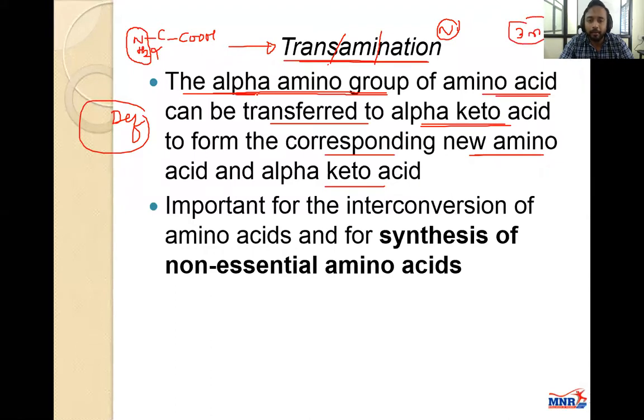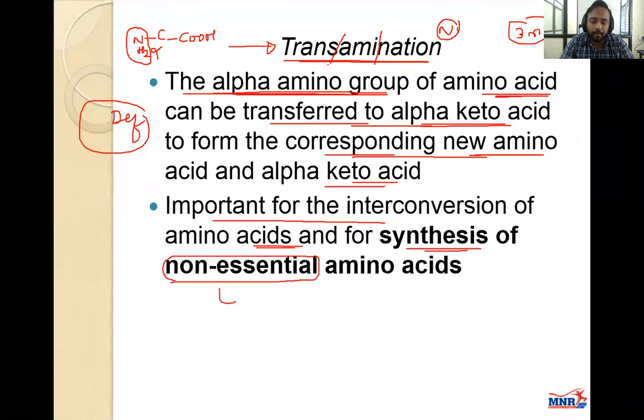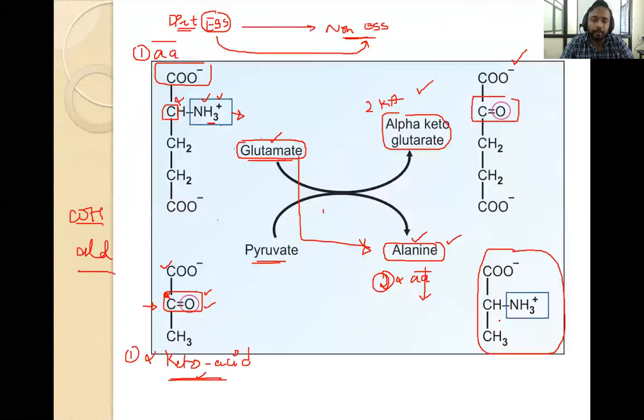What is it? The alpha amino group of an amino acid can be transferred to an alpha keto acid to form a corresponding new amino acid and a new alpha keto acid. This is important for the interconversion of amino acids and for the synthesis of non-essential amino acids, which can be synthesized in the body itself. That's why they are called non-essential. Essential ones are the ones which need to be given in your diet. You have to provide all these essential amino acids through your diet. I hope this is clear.